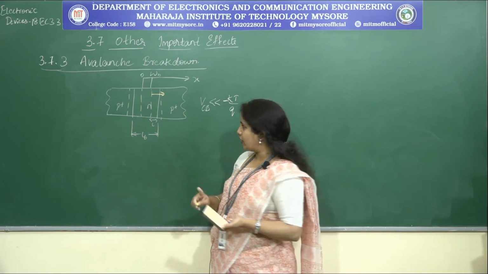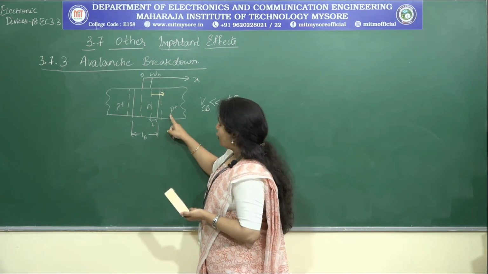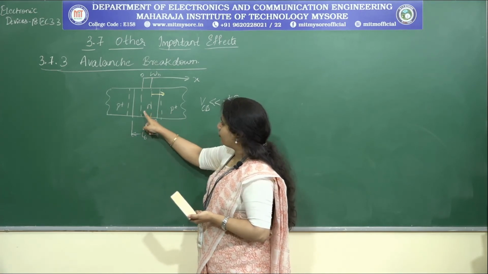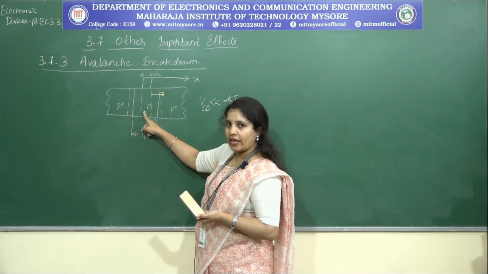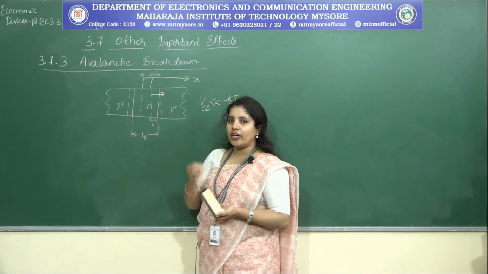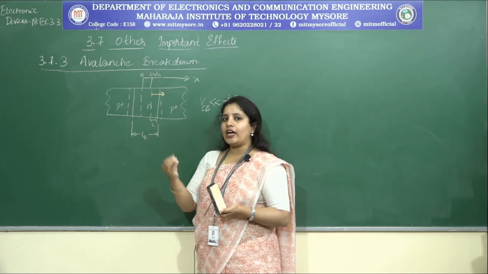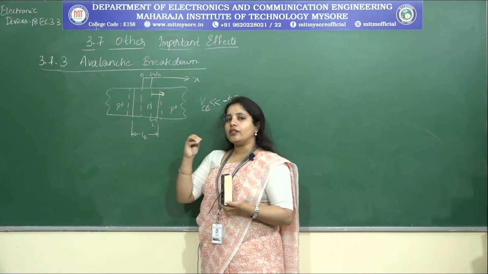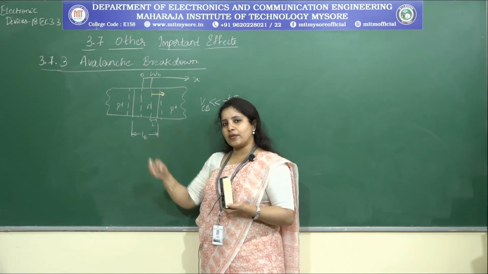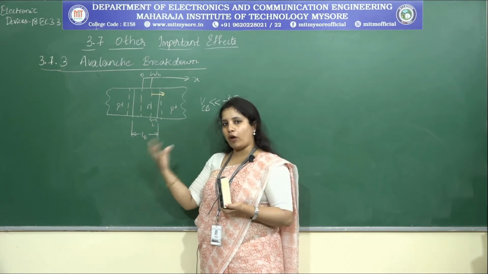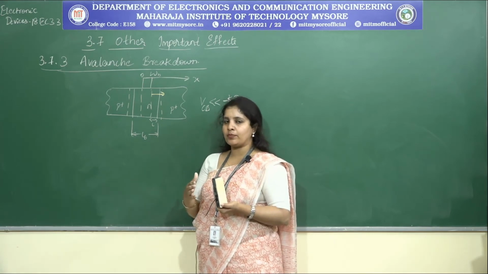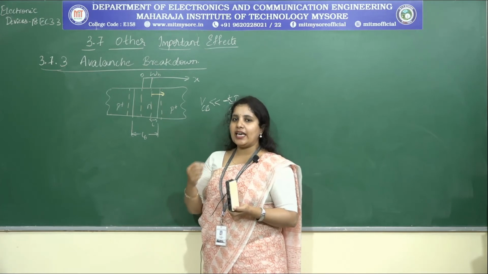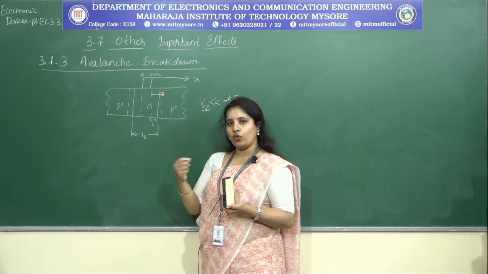Now what I am interested in here is the minority carriers present in the P plus. When they get swept to the N region, they are at higher energy, right? So they tend to collide with the atoms present in the N region. Once they collide, they make the electrons in the valence band come out, breaking the covalent bond. As a result, it generates what are called EHP, that is electron hole pairs.